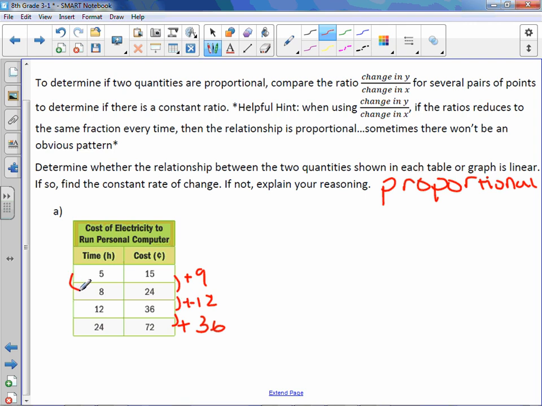Over here, 5 to 8 is plus 3. 8 to 12 is plus 4. And 12 to 24 is plus 12.